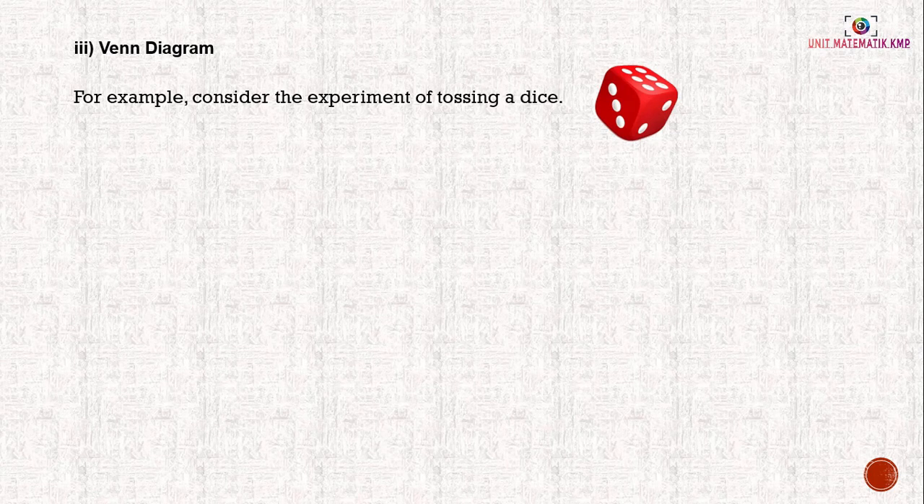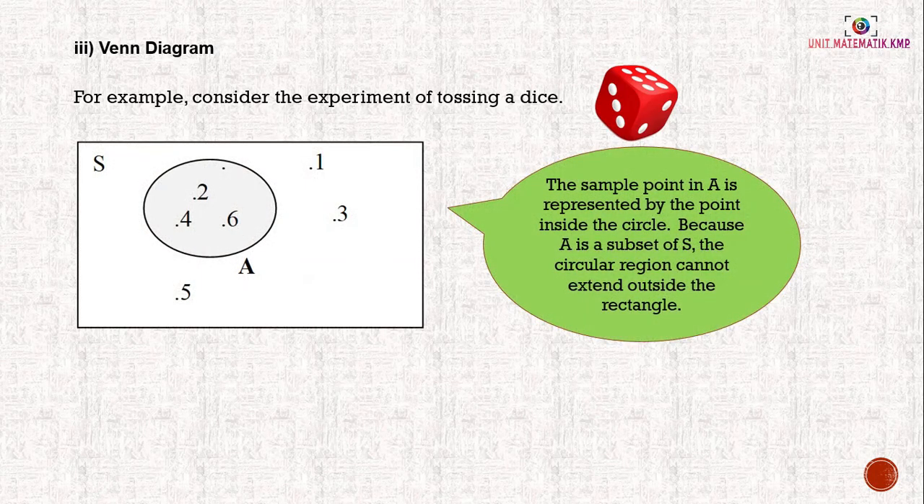For example, consider the experiment of tossing a dice. So, bila kita baling dadu, so this is the Venn diagram. So, S ni represent sample space, A tu adalah event. Jadi, the sample point in A, so number 2, 4, 6 ni adalah sample point, is represented by the point inside the circle. Okay, because A is a subset of S, subset tu maksudnya A tu berada dalam this sample space. The circular region cannot extend outside the rectangle.